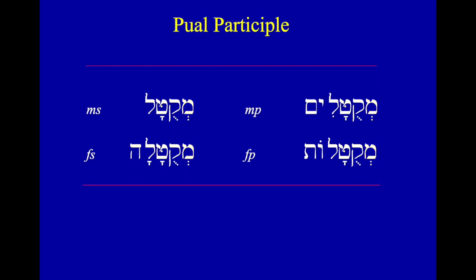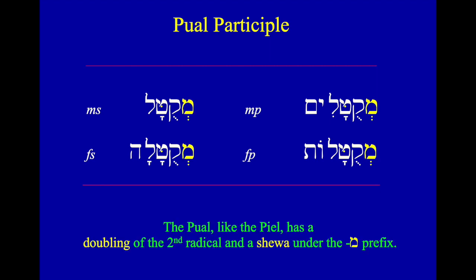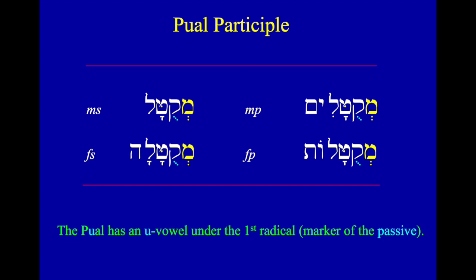Now for the Pual, what do you got? You still have your mem with your schwa, but then you have an oo that comes after it, right? And this doubling of the middle radical as well. Just like the Piel, you've got your doubling of the middle radical, and you've got your mem with the schwa stuck on the front. But now you have this long U vowel underneath your first radical, and that's what tells you it's passive instead of active. That's the Pual instead of the Piel.